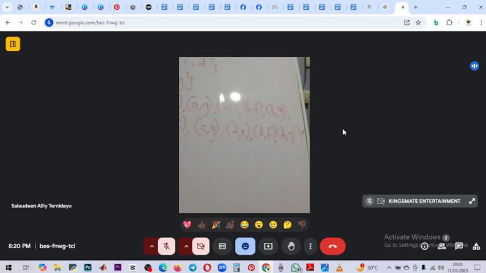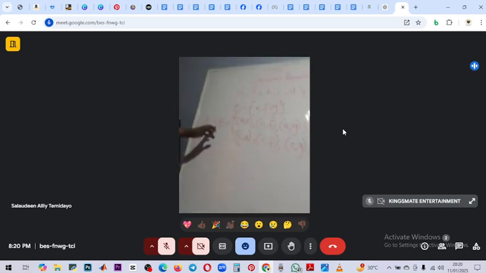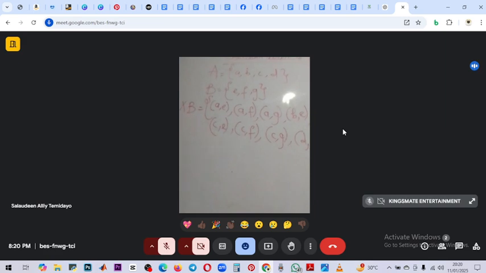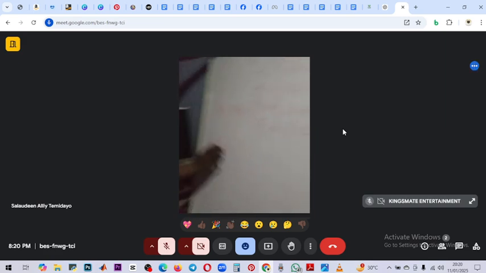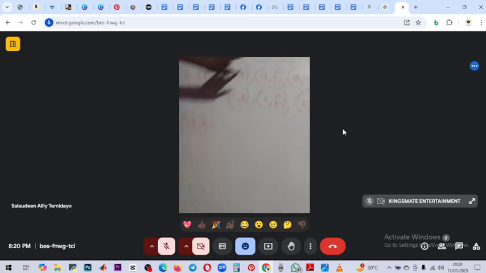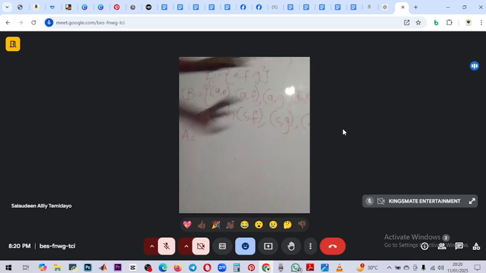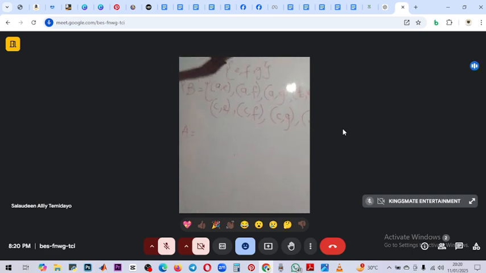Now, we've gotten the Cartesian product of A and B. This is somewhat different from having B cross A. This is A times B. This is different from B times A. If it were B times A, now let's do B times A here. B times A is going to be using each element of B to multiply all the elements of A. That's going to be E by A.